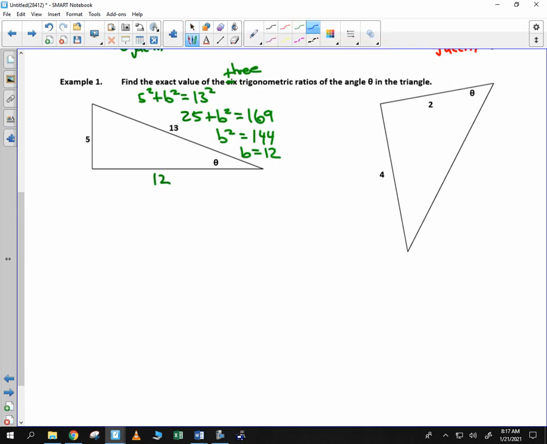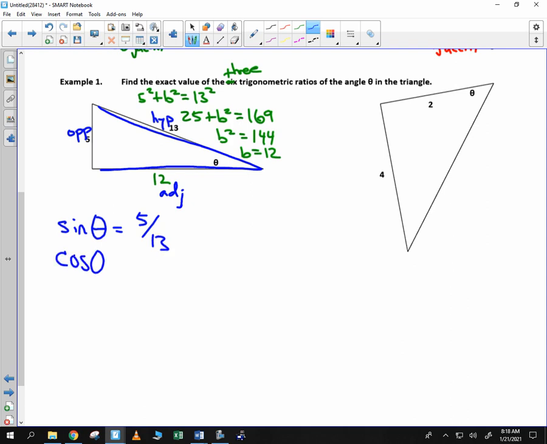I will now label my sides. This is the hypotenuse. This is opposite theta, and this is the adjacent side. Again, adjacent because the angle theta is made up of these two sides. You can see that that is next to. So we have the sine of theta is going to be the opposite, which is 5, divided by the hypotenuse, which is 13. The cosine of theta is going to be equal to the adjacent side, 12, divided by the hypotenuse, which is 13. And the tangent of theta is going to be equal to the opposite, which is 5, divided by the adjacent, which is 12. And there you have it.